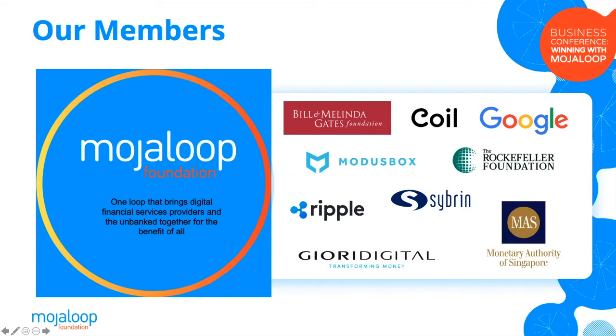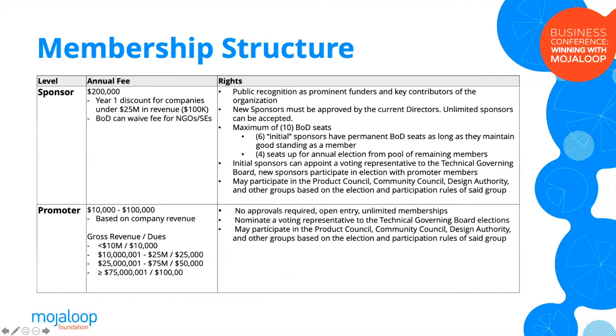Next slide. So if you're interested in joining the membership of the Mojaloop Foundation, right on our public website, there's a join button and you can fill out a form and get more feedback from us once you fill out that form. But at a high level, I just wanted to share the structure. We have 2 tiers of membership, a sponsor level and a promoter member. The sponsor level has an annual fee of $200,000. The promoter level is based on company revenue and ranges from $10,000 to $100,000 per year.